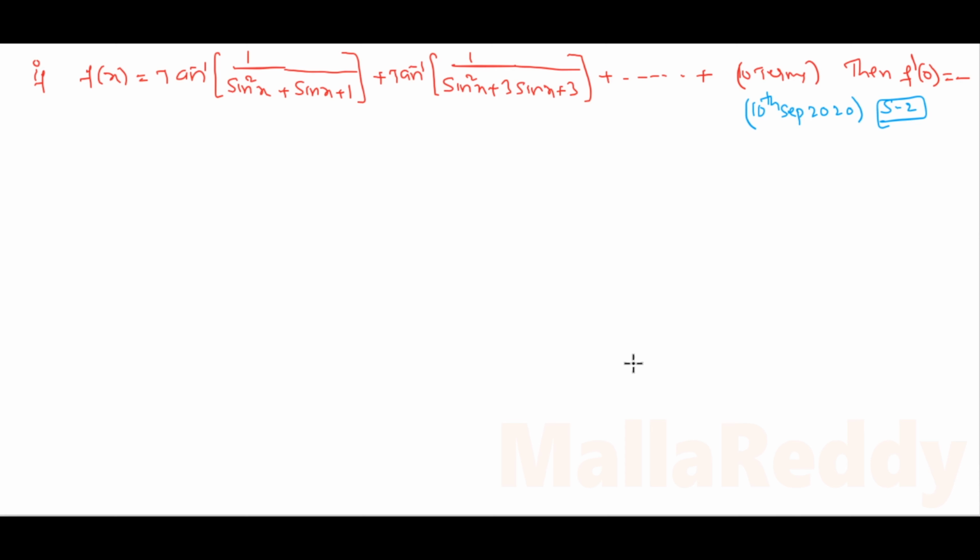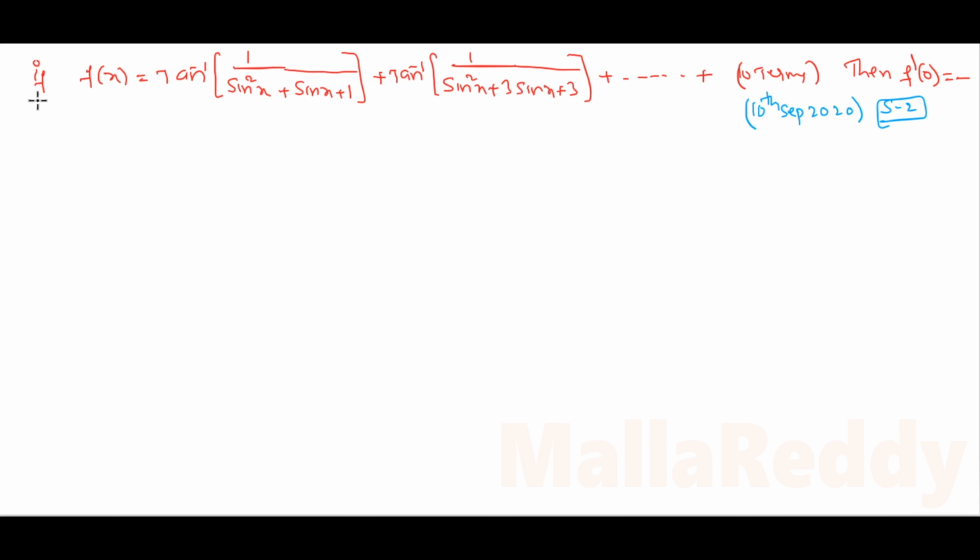If f of x is equal to tan inverse of 1 by sin square x plus sin x plus 1, plus tan inverse of 1 by sin square x plus 3 sin x plus 3, plus up to 10 terms, then find the value of f dash 0. Here is given f of x.